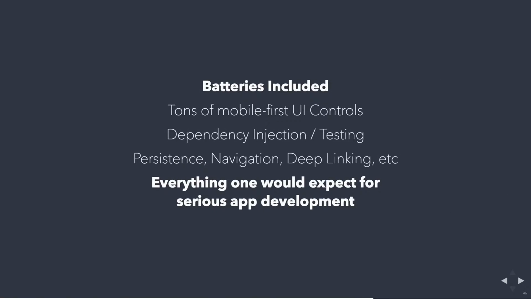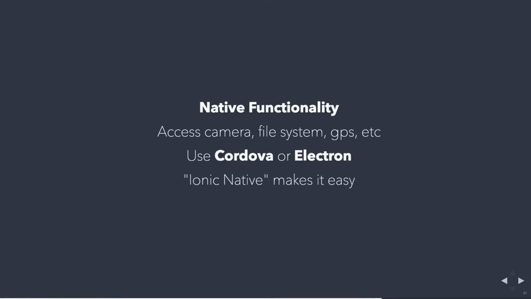So what Ionic always has, just in case you guys aren't familiar with it, I don't know to what extent everyone has used Ionic here, but Ionic is all about these mobile-first UI controls. In addition to that, we think it's really important for people to write tests. So Ionic's always had a dependency injection system for testing. In addition to that, we provide things that are not necessarily UI controls like navigation, persistence, deep linking, pretty much anything that you would need to build an actual robust app.